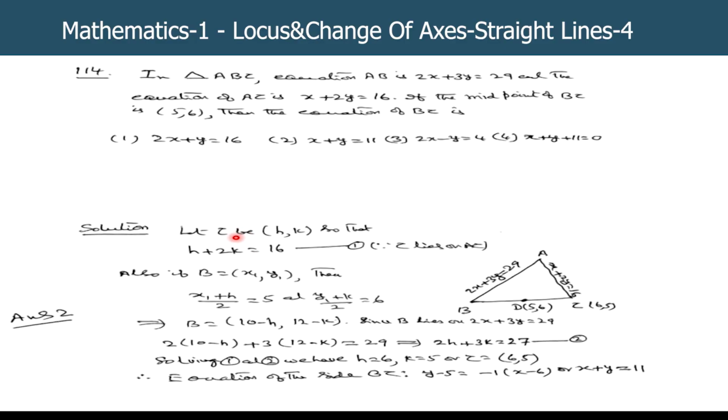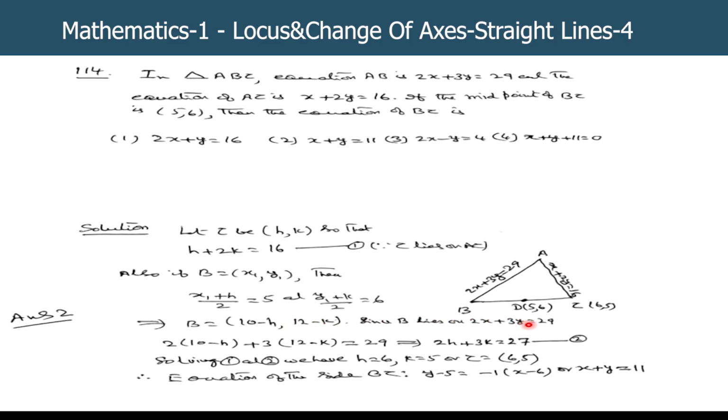Okay. Now, let C be equal to (h, k), so that h plus 2k is equal to 16 because C lies on the line AC. See the diagram. And also B is equal to (x1, y1), then (x1 plus h)/2 is equal to 5, (y1 plus k)/2 is equal to 6 because the midpoint of BC is (5, 6). Right. So, therefore, B is equal to (10 minus h, 12 minus k).